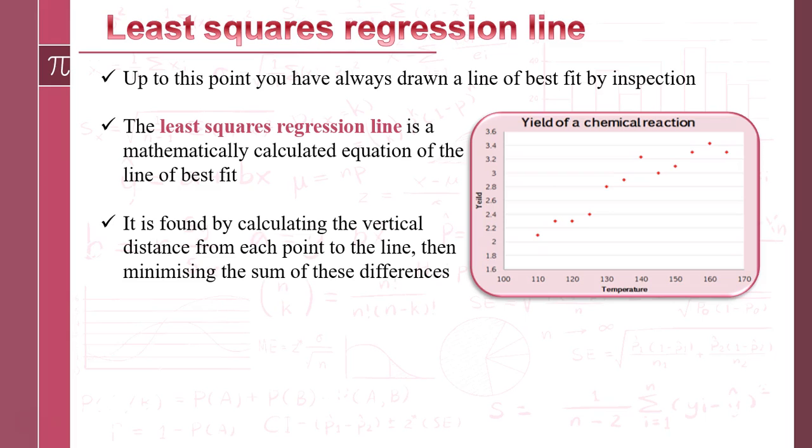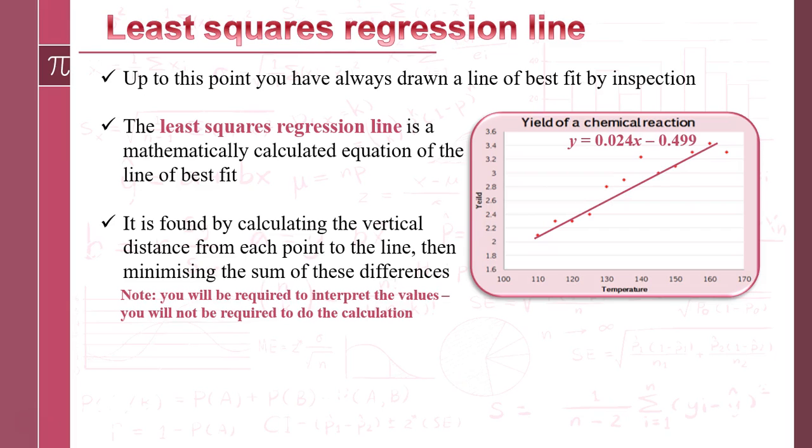Essentially what underlies it is calculating the vertical distance from each point to the line. If we imagine putting a line of best fit through here, and then saying, okay, how far is that point there from our line of best fit? We're then trying to minimize the sum of those differences, and that tells us mathematically where that line of best fit is going to go. So we can get a line of best fit going like that, and we've got an equation fitted to it. Again, the note there says you don't have to calculate them, but you will have to interpret them.